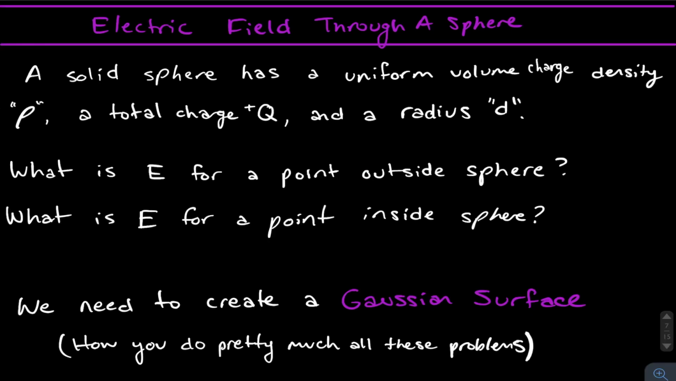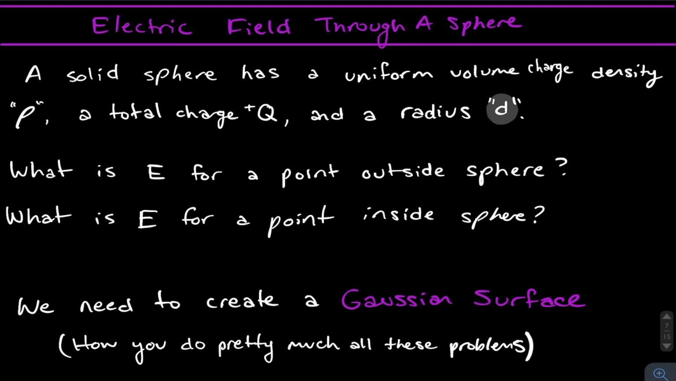So we're going to talk about the electric field through a sphere. We're going to be finding the electric field through a sphere right here. Let's just talk about this question. A solid sphere has a uniform volume charge density. We're going to call it rho, and that's what the notation usually is, at least for me. Hopefully it is for you too. So the volume charge density is rho and it has a total charge of plus q, so it's positive.